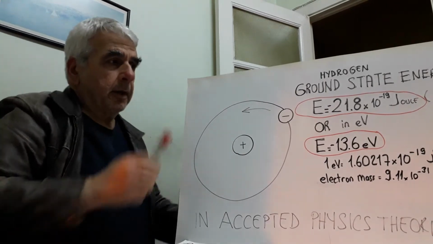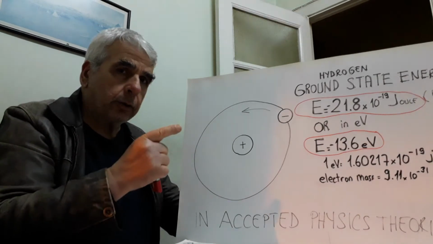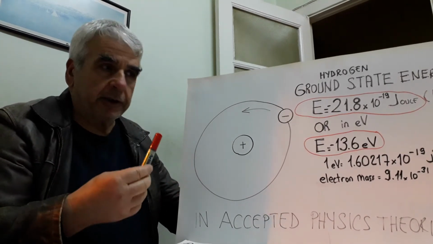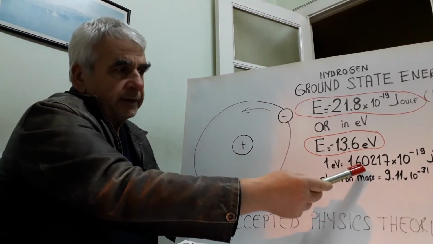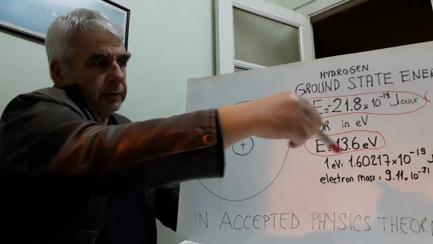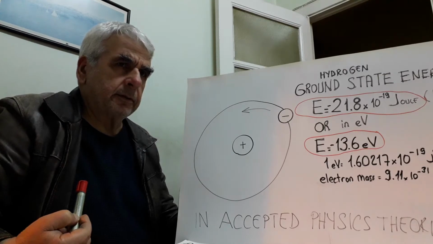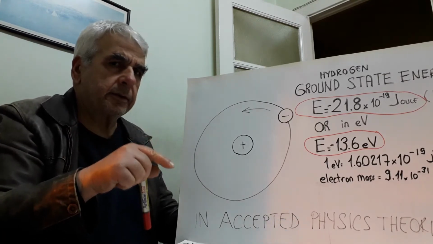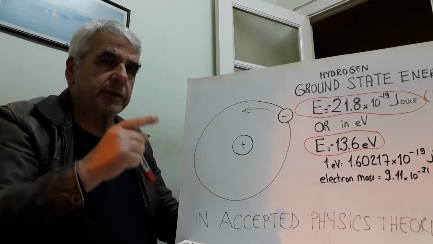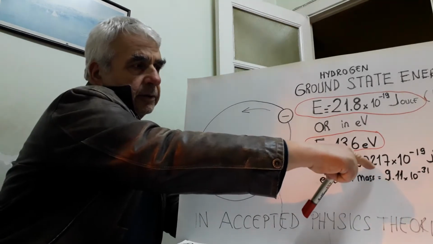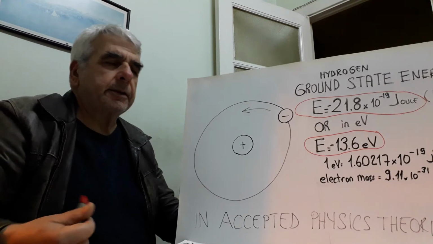Now, don't forget, in accepted physics, 1 coulomb charge is equal to 1.6... I guess 10 to the minus coulomb for electron. For electron, charge is 1.60 10 to the minus 19 coulomb.